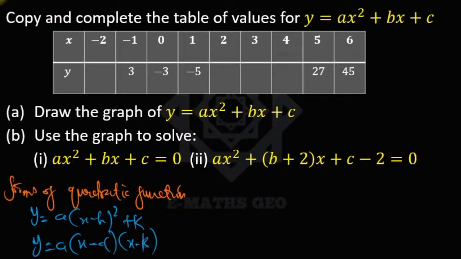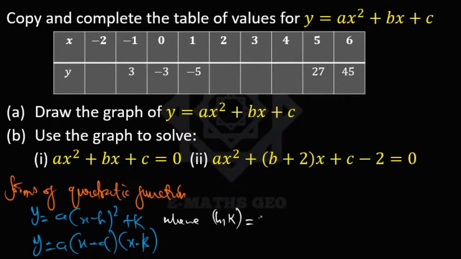So the first one is where h, k is the vertex, and alpha, beta are the x-intercepts.